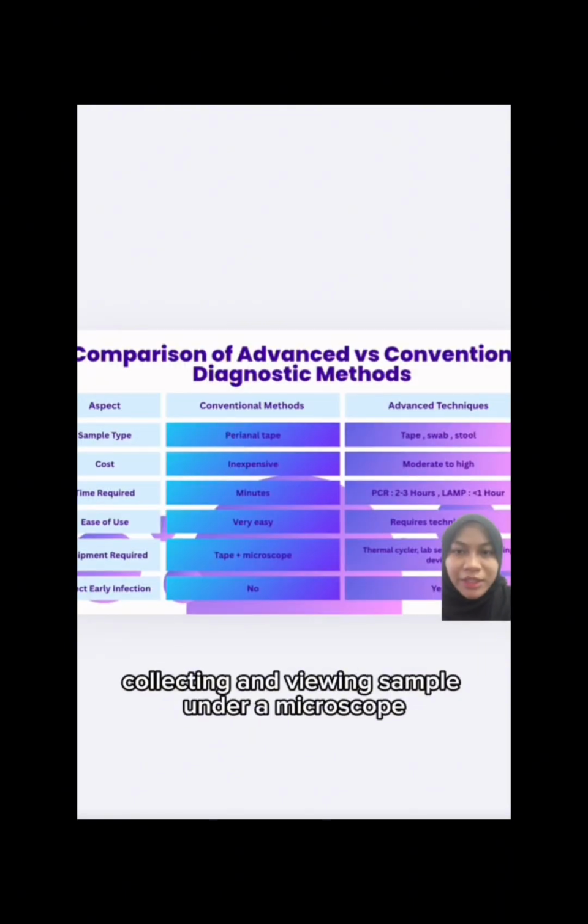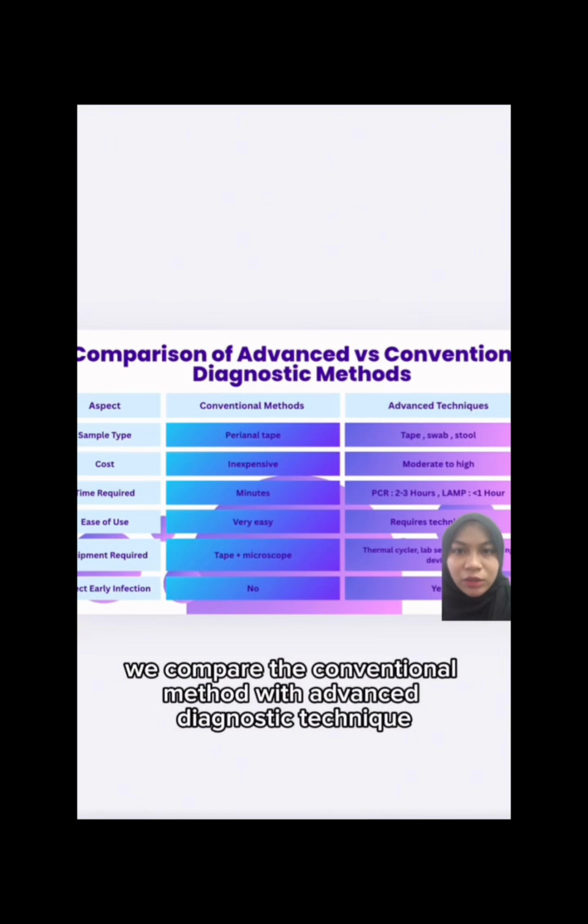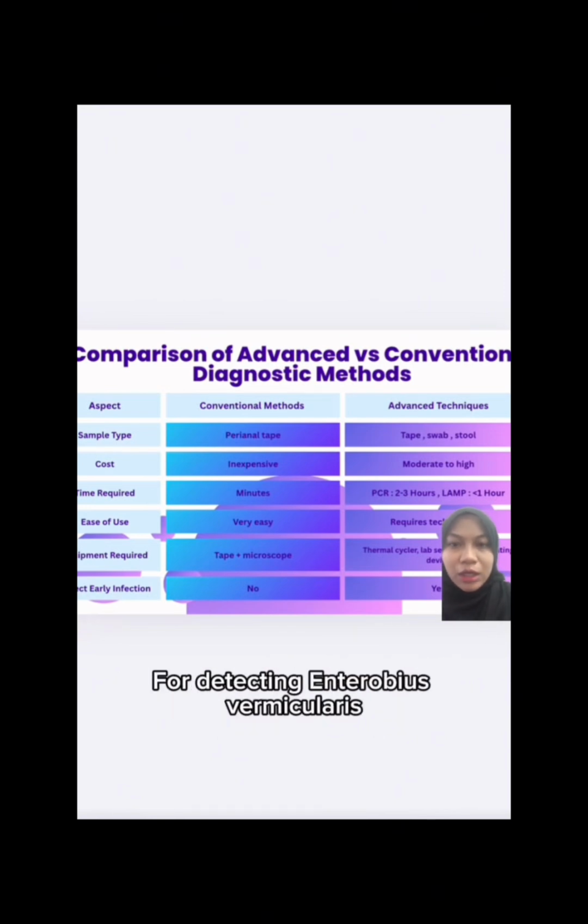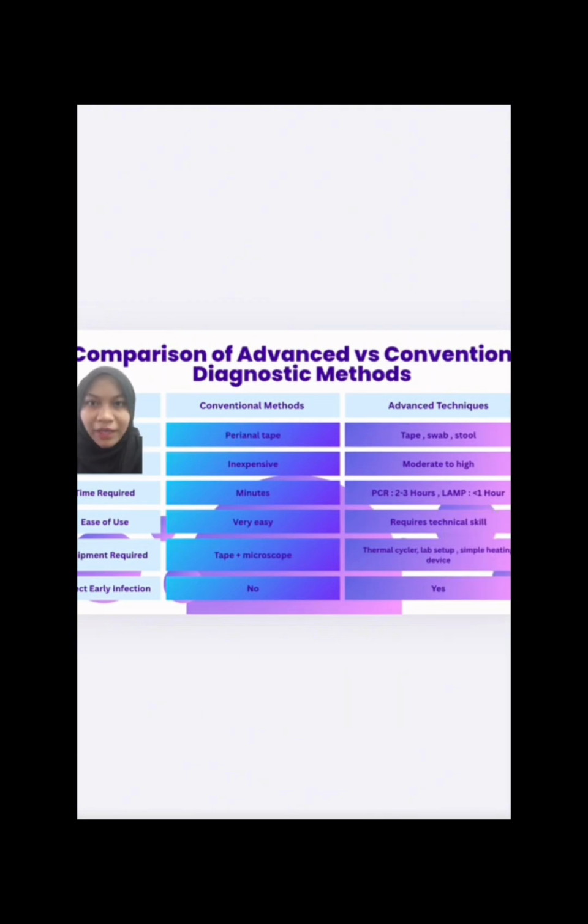On this slide, we compare the conventional method with advanced diagnostic techniques for detecting Enterobius vermicularis. Let's start with the sample type. Conventional methods mostly rely on the perianal tape, while advanced methods can use tape, swabs, or stool samples, offering more flexibility. In terms of cost, conventional methods are inexpensive, making them ideal for mass screenings. Advanced techniques like PCR and LAMP, however, tend to be moderate to high in cost due to reagents and equipment.